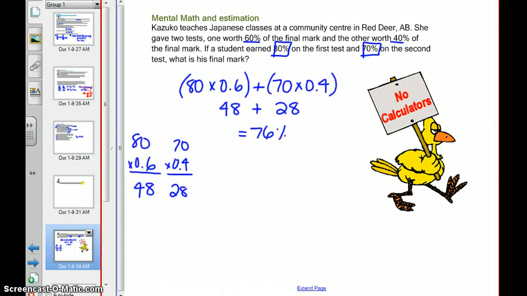Then we have mental math. I want you to figure out, if you have 60% of the final mark and 40% of the final mark, you earned an 80 on the first, worth 60%, and a 70 on the second, worth 40%. What is the final mark? Go ahead and give it a try. Check your answer with mine on the board.